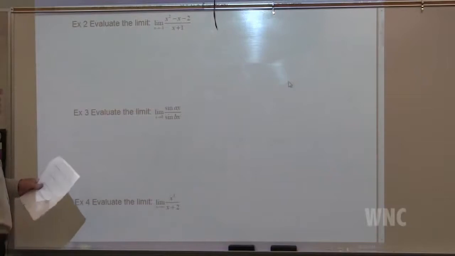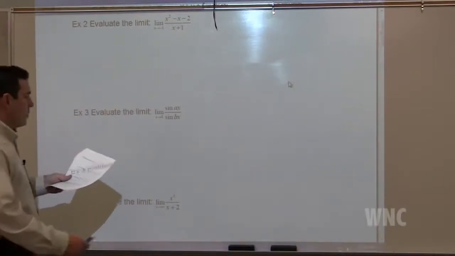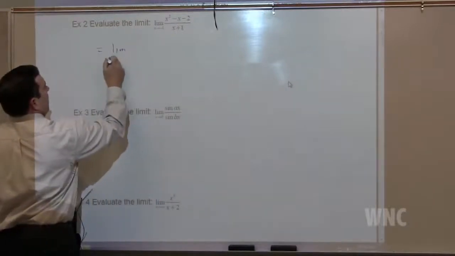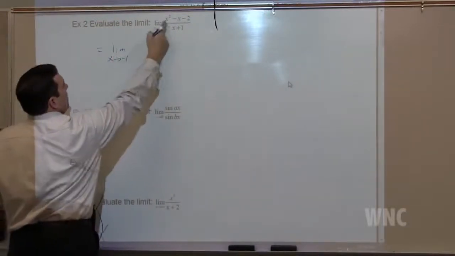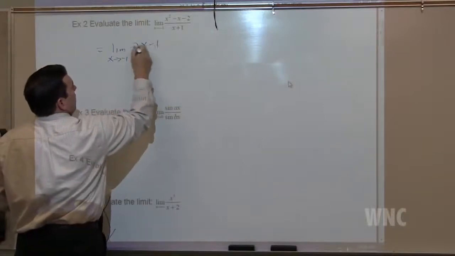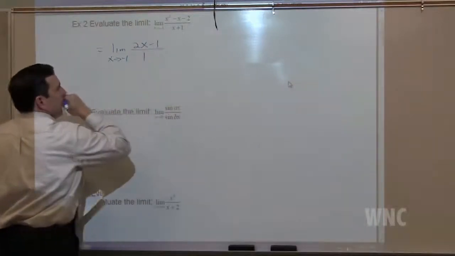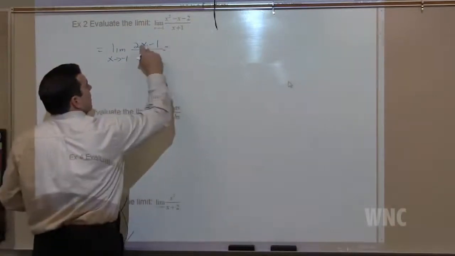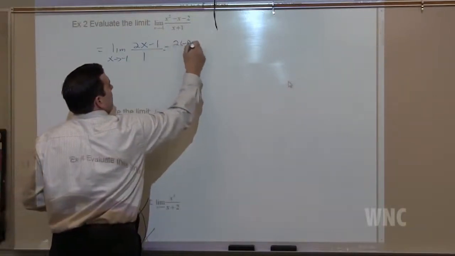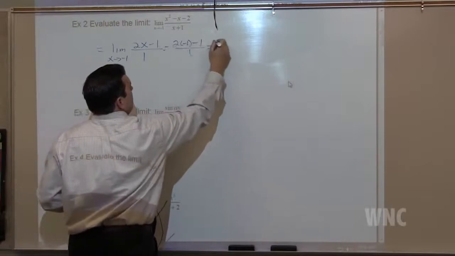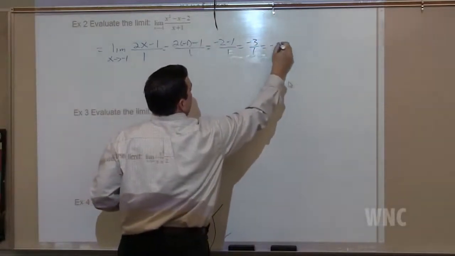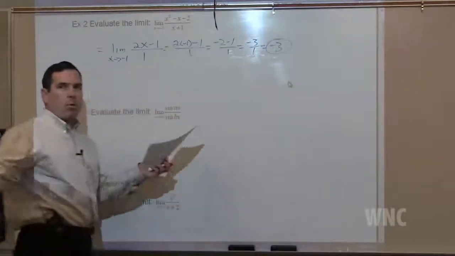Evaluate the limit as x approaches negative 1 of x squared minus x minus 2 over x plus 1. So by L'Hopital's rule, that's going to be 2x minus 1 over just 1. So now if I plug in the negative 1, it's going to be 2 times negative 1 minus 1 over 1. That's negative 2 minus 1 over 1, negative 3 over 1, which is negative 3. Boom, that's it.